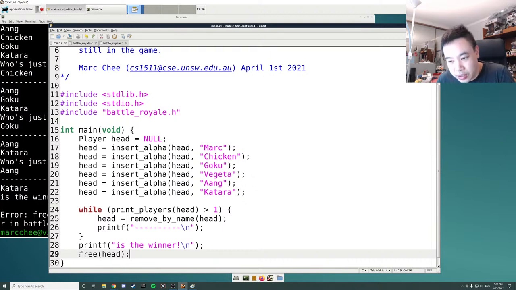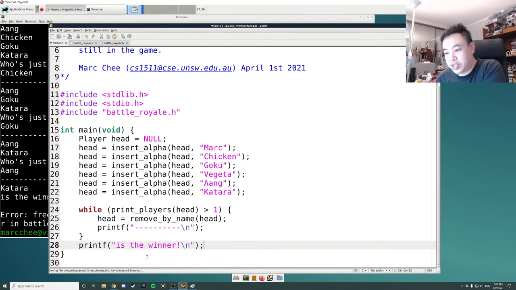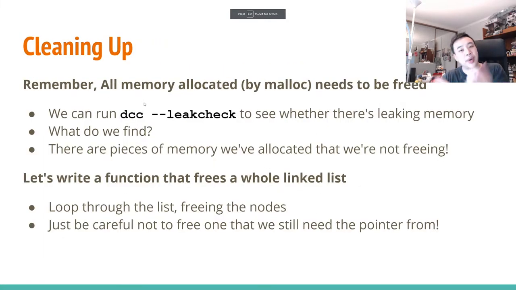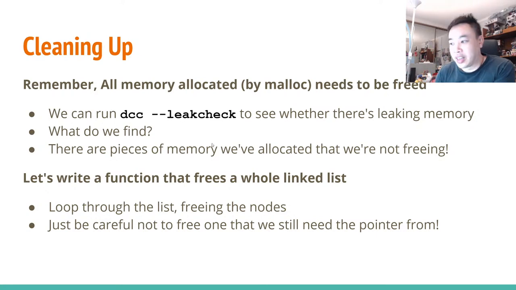However, we are not going to do just this, because I would be remiss if I did not teach you properly how to free up all the memory in a linked list. I think it's important. So we're going to think about cleaning up. We've done this already. We ran leak check to see if we're leaking memory, and yes, we found this. We're allocating memory that we're not freeing. So what we want to do is learn how to free an entire linked list.